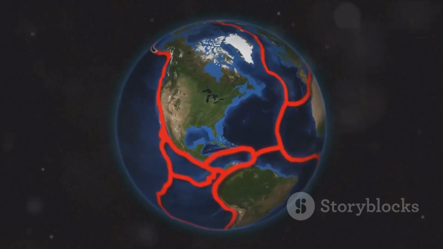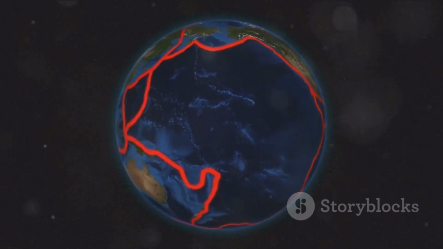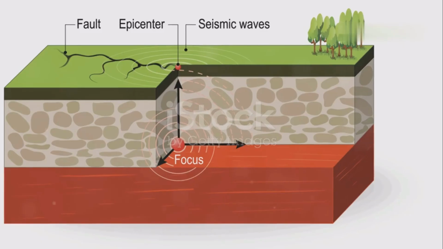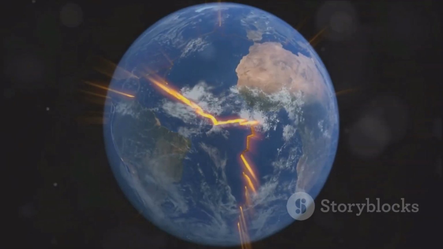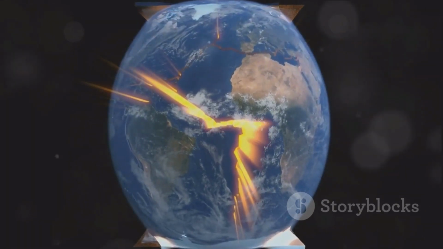This crust is divided into two main types: continental crust, which is less dense and thicker, and oceanic crust, which is denser and thinner. When these pieces of crust or tectonic plates move and interact with each other, it can result in geological events such as earthquakes.